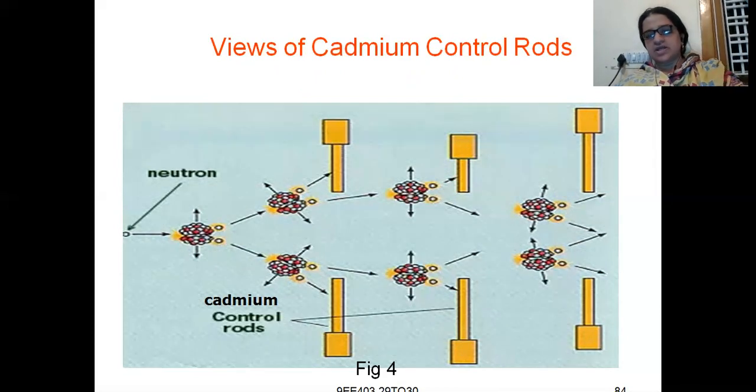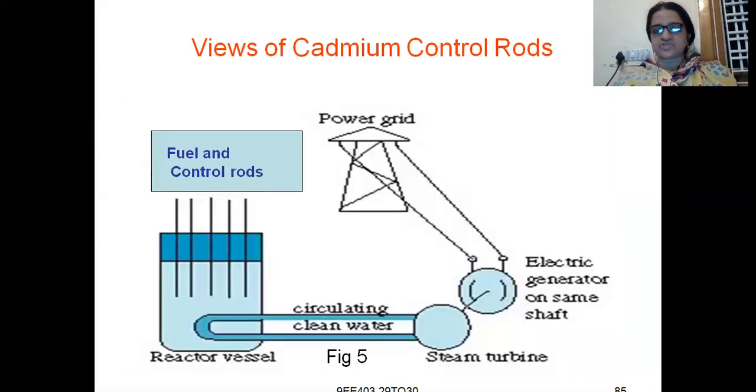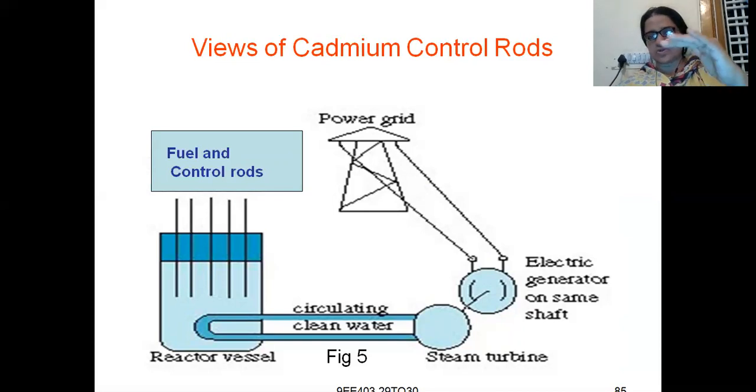Okay, see, they are showing how control rods are placed nearer to the nuclear fuel element, so that neutrons will get absorbed easily and the reaction can be easily controlled. Right, views of cadmium rods. Okay, right, fuel and control rods. How fuel and control rods are placed, based on that, the reaction is controlled.